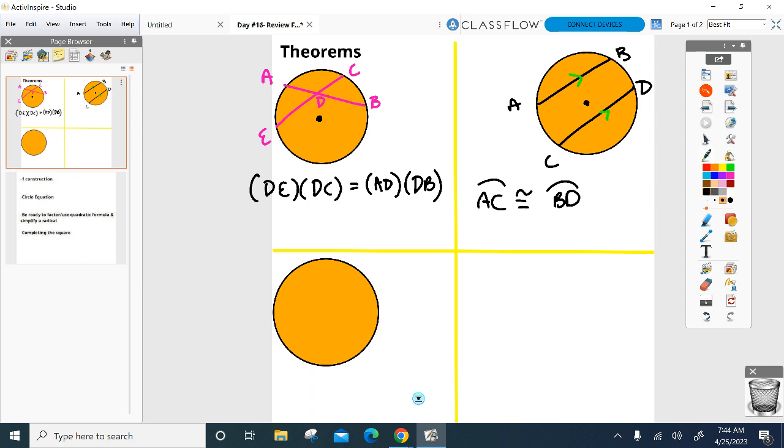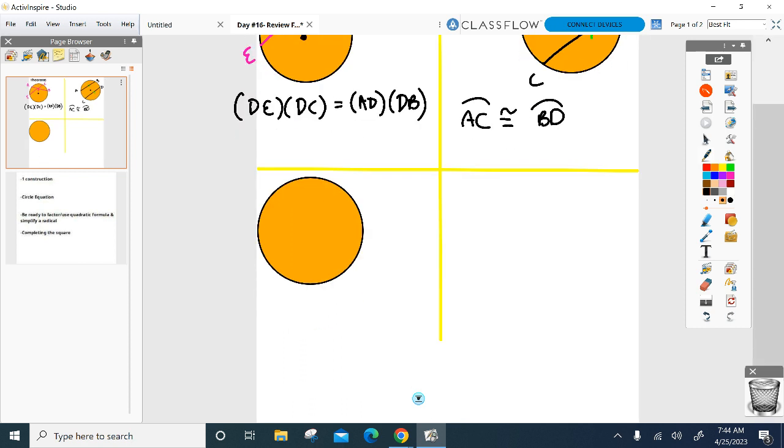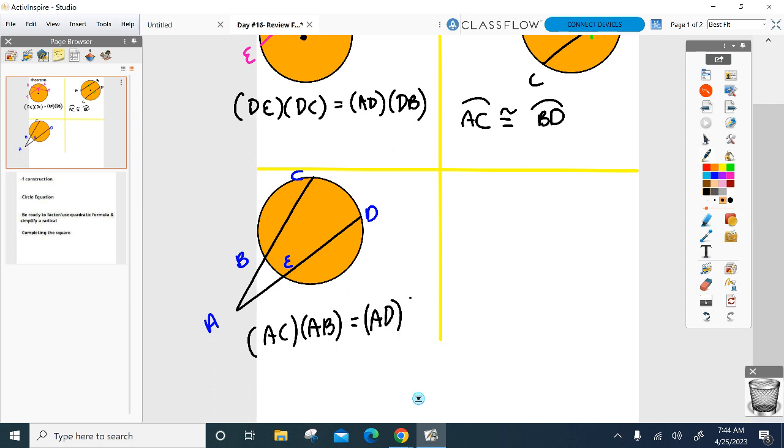And then the other one to remember is secants and tangents. And what's the saying we're going to remember here with secants or tangents? Whole times external equals whole times external. All right.